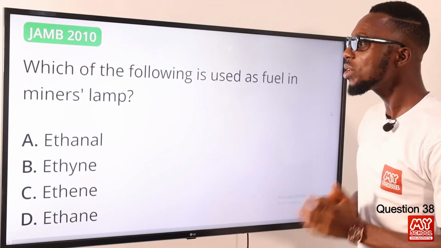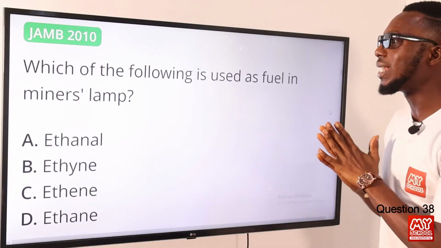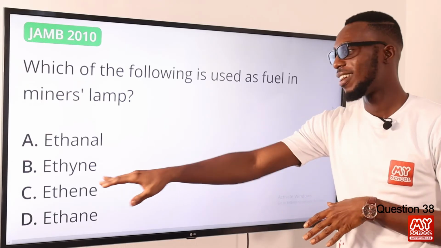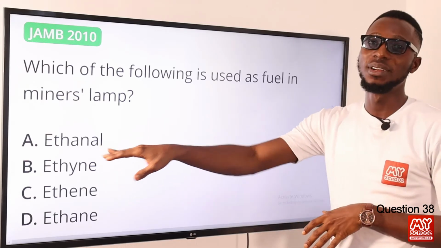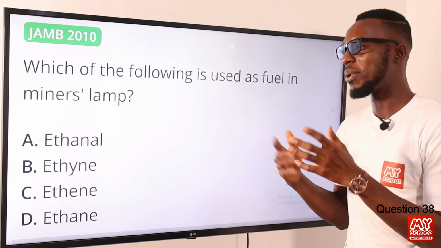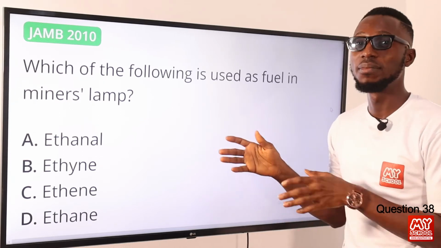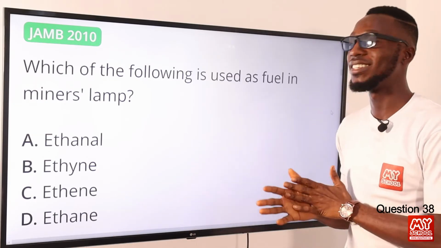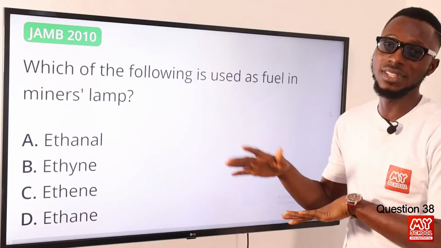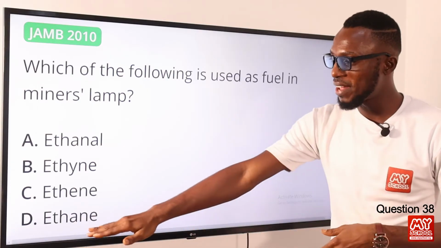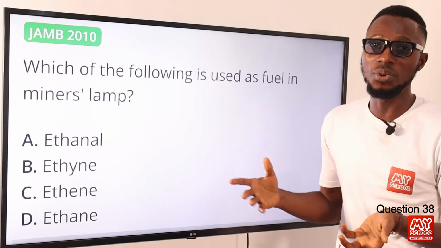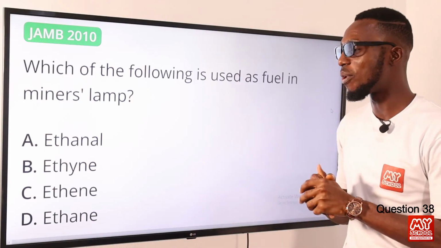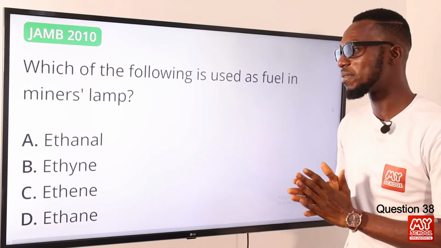38. Which of the following is used as fuel in miner's lamp? We are talking about ethane. Ethanol, you can point to perfumes, flavors, and the likes. Ethene is very useful when it comes to fruit ripening. Generally, when you talk about gaseous or liquid alkanes, your methane, your ethane, your propane, they are very good sources of fuel. So the correct option here is option B for ethane.